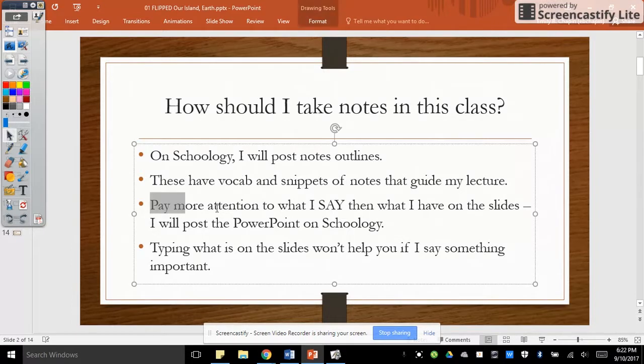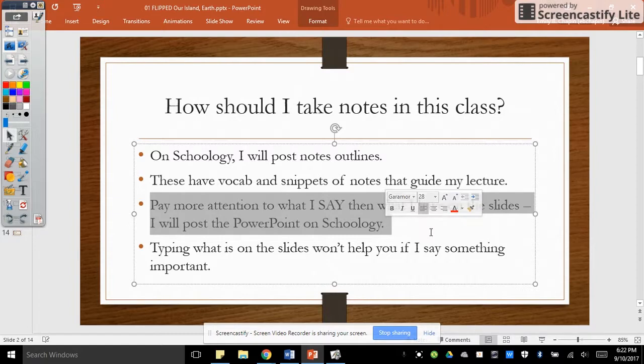It's very important that you pay attention to what I say because just because it's not on the slide doesn't mean it's not important. And a lot of times the information that I'm saying you will be tested on. So make sure you're paying attention to the things that you're hearing because those items are important.